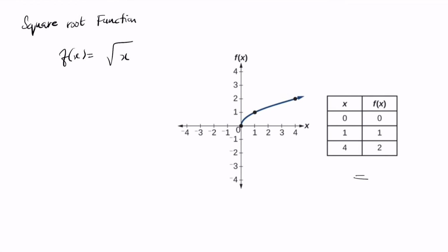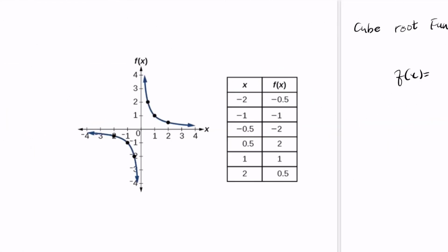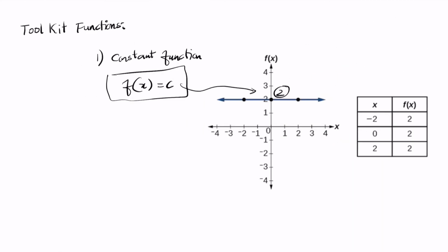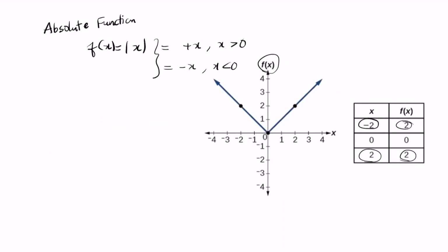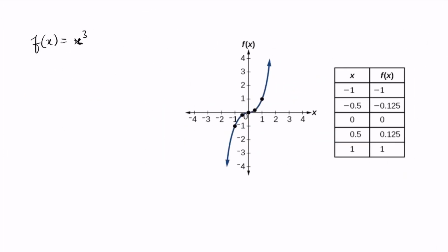So those are all the basic functions. Let's revise once again. The first one is a constant function, which is a straight line function. A horizontal line is a constant function. The second one is an identity function, which has a slant line passing through the origin. Next one is an absolute function, which is always the positive f of x value, and this is how the function looks. Next one is the cube function. It looks this way.